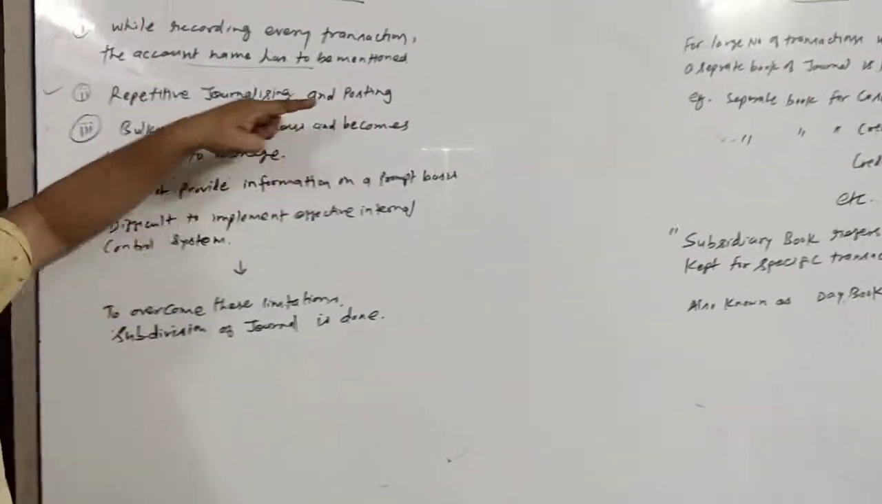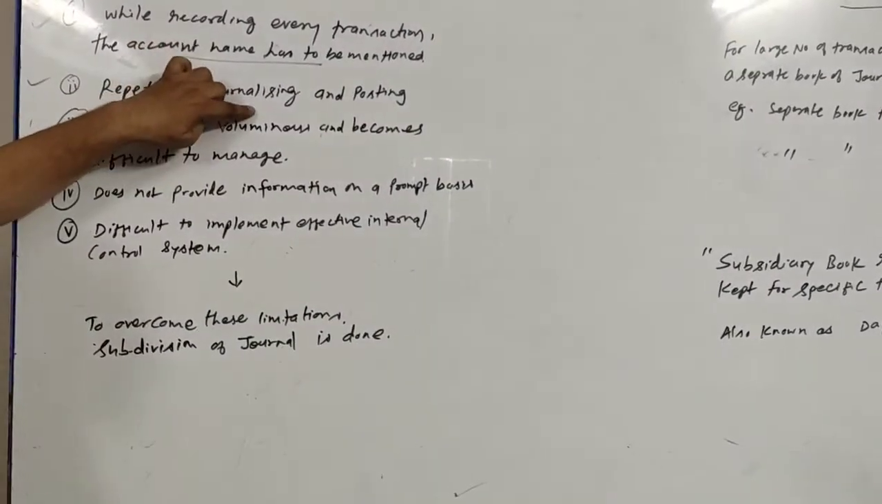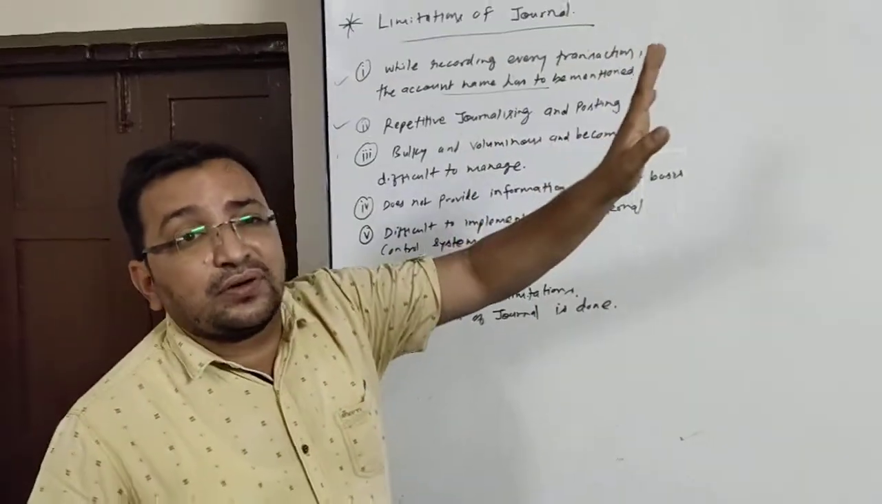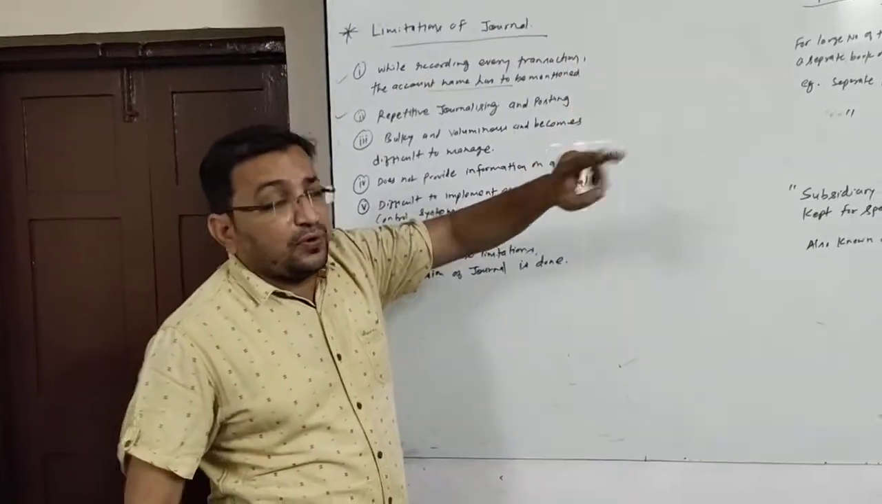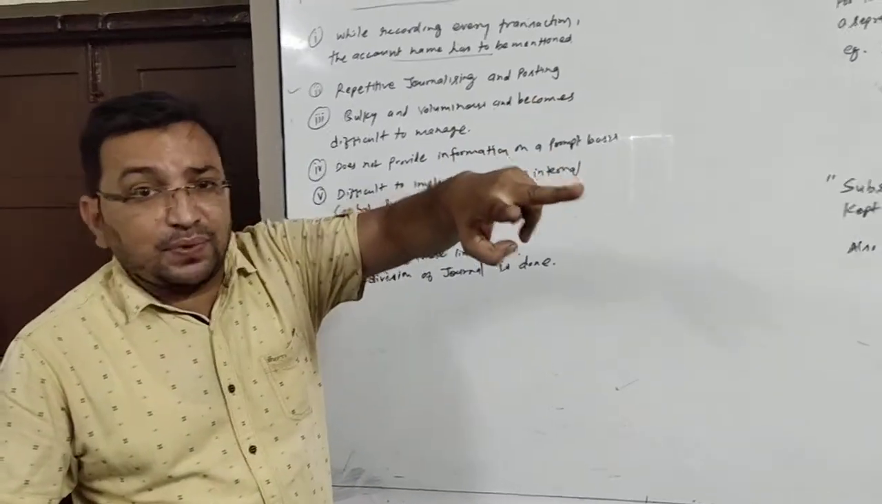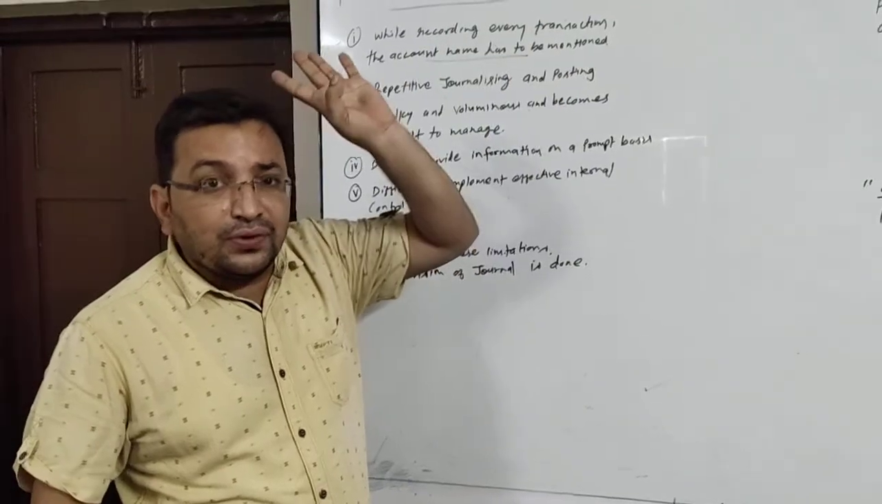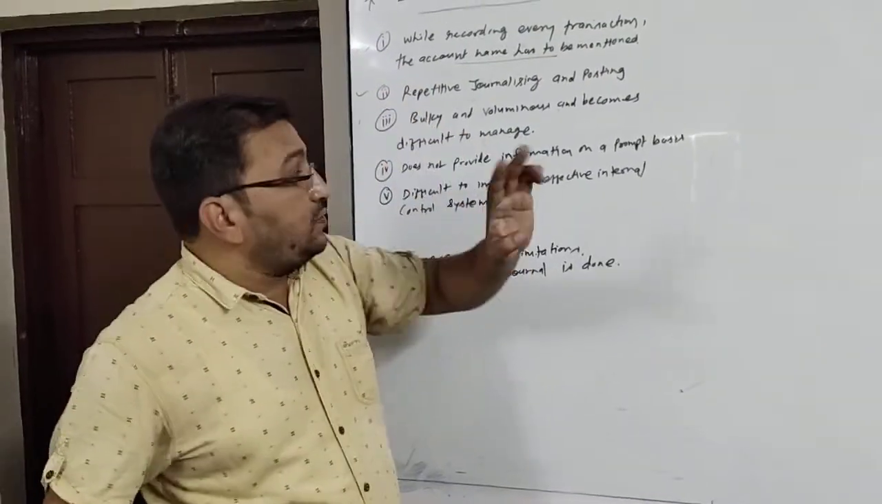Now posting, the number of times we will pass journal entry, the same number of times we will have to do the posting also, right? And posting will be done in two different pages because at least two accounts are affected, and posting will be done to the two different accounts.